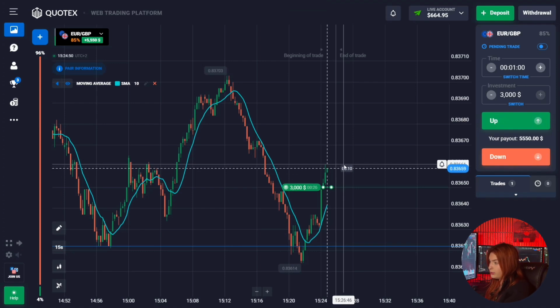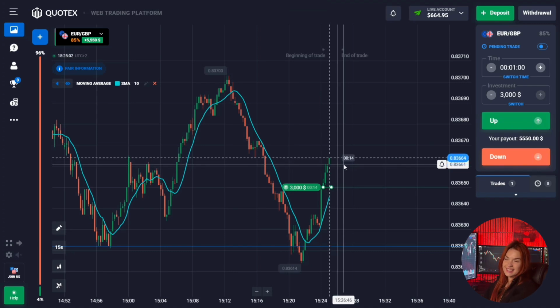I think 1 minute will be totally enough for us in this situation, because the price is moving up quite confidently. We can see that green candles continue to form at the moment. Well, let's wait for the result, guys.